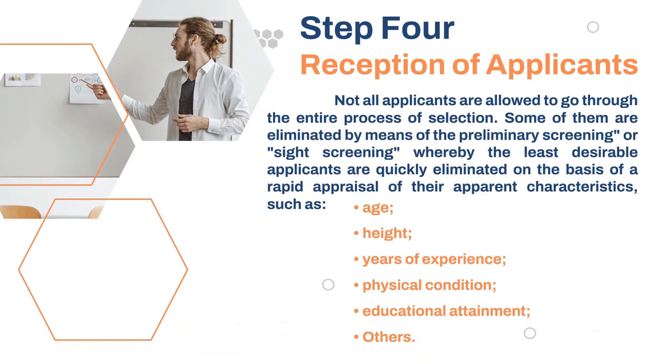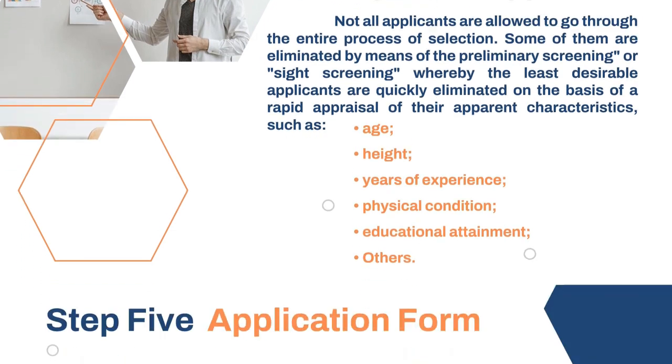So this is step 4. This is about the reception of applicants. Not all applicants are allowed to go through the entire process of selection. Some of them are eliminated by means of the preliminary screening or site screening, whereby the least desirable applicants are quickly eliminated on the basis of a rapid appraisal of their apparent characteristics such as their age, height, years of experience, physical condition, educational attainment, and others.